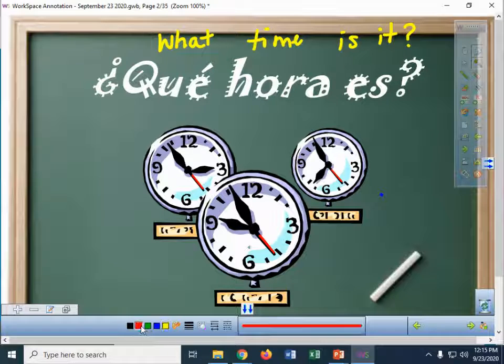And also remember that in Spanish, we use two question marks. One at the beginning of your question and the other one at the end of your question. So you must use two.